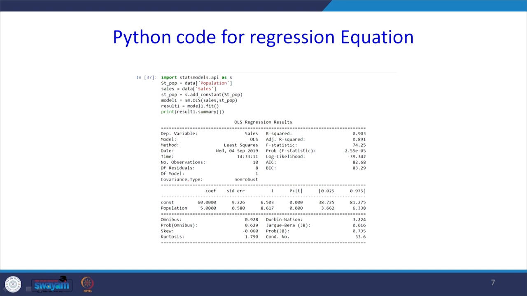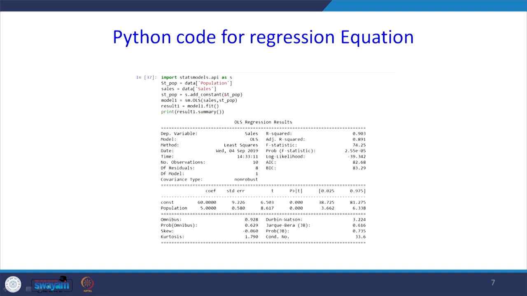So, import statsmodels.api as sm. st_pop, that is the student population, equal to data population; I am going to store it in a variable called st_population. Sales equal to data sales. st_population equals sm.add_constant, because I need to have the constant in the regression equation. So, model1 equal to sm.OLS, sales is our dependent variable, st_pop is the independent variable. result1 equal to model1.fit. So, print result1.summary.